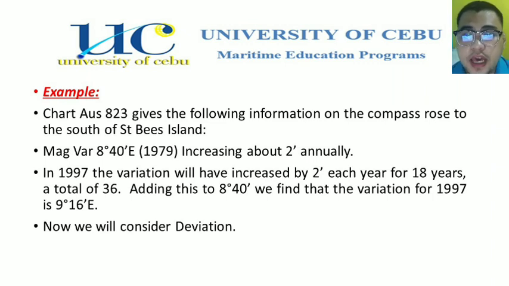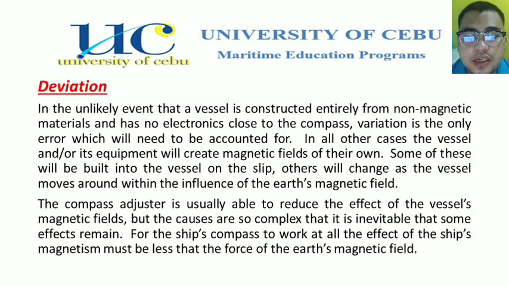Now, next, we will consider the deviation. So what is deviation? In the unlikely event that a vessel is constructed entirely from non-magnetic materials and has no electronics close to the compass, variation is the only error which will need to be accounted for. In all other cases, the vessel and its equipment will create magnetic fields of their own.